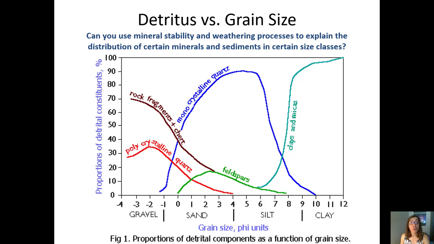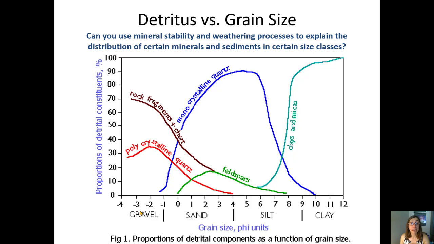So what I want you to do is to look at this particular figure and answer the question, can you use what we just talked about in terms of mineral stability and weathering processes to explain the distribution of minerals and sediments in the size classes in which they're plotted? So for example, we can look at our feldspars and we can see that the proportion of feldspars tends to form within the sand and silt-sized region. Why is that? Why are there no feldspars the size of clay particles? And why are there tend not to be feldspars much larger as gravel-sized particles?